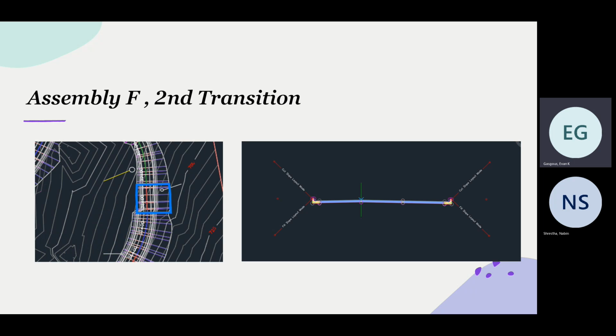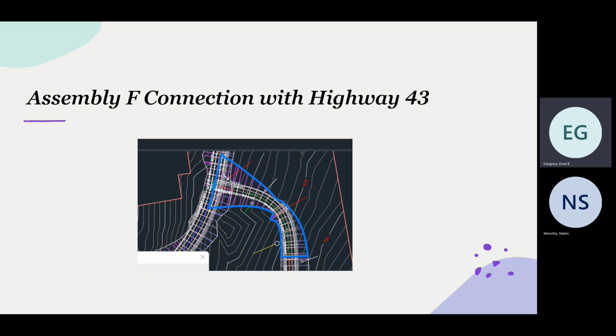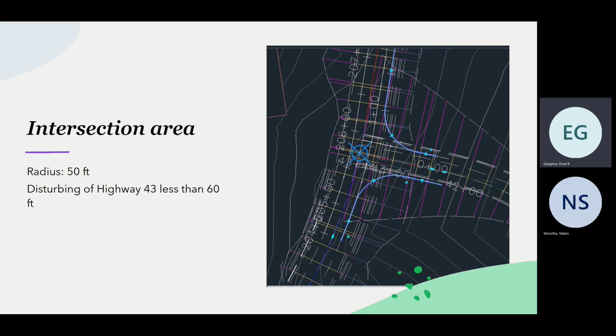Then we switch at the second transition. We're going to switch from 2 on the left lane to 2 on the right lane. And we're going to have a transition down there. And this is the full assembly for Highway 43, the connection, the intersection.